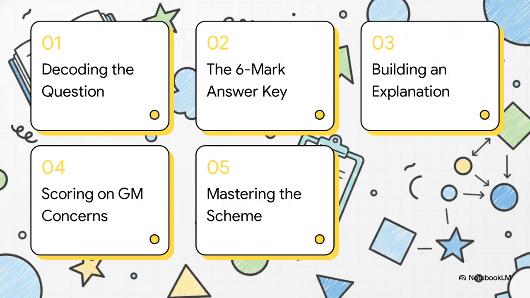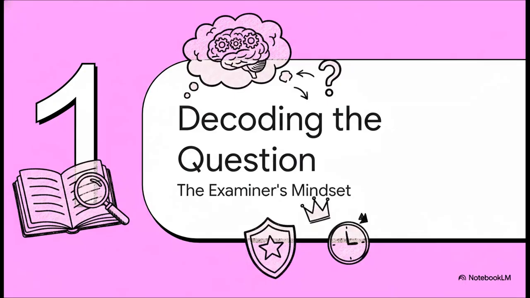So here's our game plan for today. First, we're going to decode the question from an examiner's point of view. Then, we'll unpack the answer key for a big 6-mark question and actually build a perfect response, point by point. We'll also hit a shorter question before we wrap up with how you can use this whole technique to completely transform your revision. All right, let's dive in.